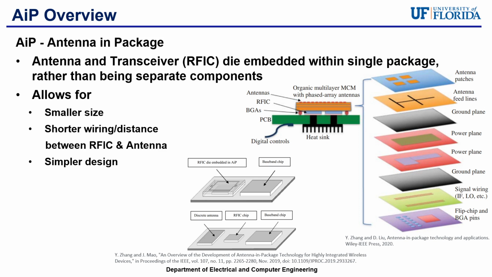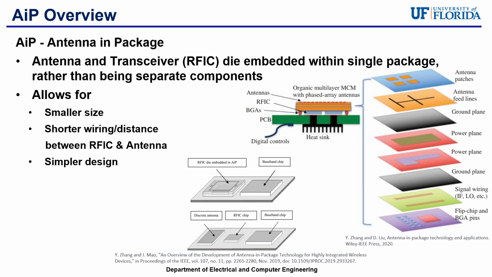Rehashing from the previous video, what makes antenna and package technology different from current and past technology is that typically antennas are discrete and separated from the transceiver, also known as the RFIC, as shown in the figure at the bottom. While with AiP technology, the antenna and RFIC die are both embedded together within a single package, rather than being separate. AiP allows for a smaller size for the overall chip, which also provides shorter wiring or travel distance between the transceiver and antenna for the signal, and overall simpler design.